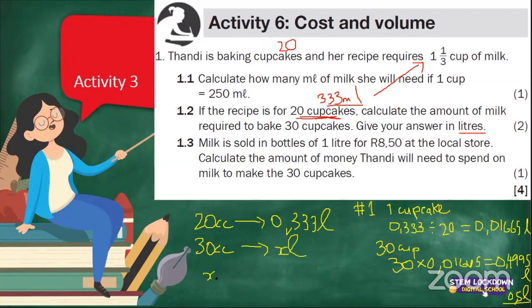Unknown will be equal to, make this the subject of the formula, 30 cupcakes times 0.333 liters divided by 20 cupcakes, and then you get your answer. I'm sure all of you know this method, just cross multiplication. This needs to go to the top so that it can be the subject of the formula. This will go to the bottom, and this will go to the top. You'll be dividing by 20 and multiplying by 30.